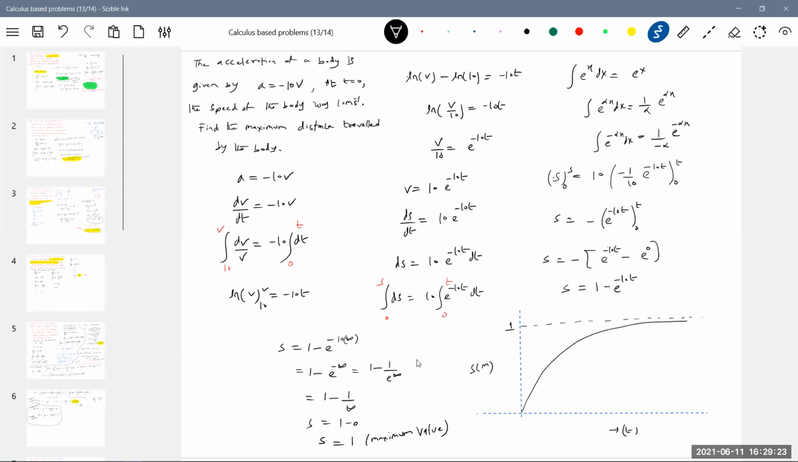Sir, in the last second step, before getting s is equal to 1 minus e raised to power minus 10t, there I'm unable to understand, sir. Like what you did, upper limit and lower limit. In the upper limit, put t. In the lower limit, 10 into 0 will be 0, e to the power of 0, 1. Okay, sir. Understood, sir.